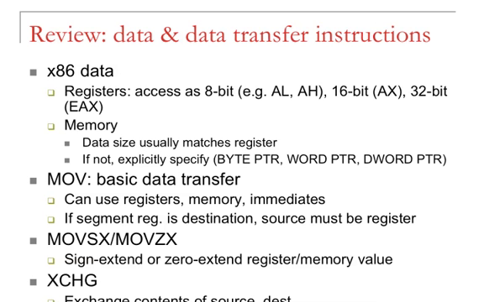We have registers, 8-bit, 16-bit, or 32-bit, and from the name we can tell what's the size of the data in a register. For memory operands, the data size usually matches the register used in the same instruction. Otherwise, we have to specify how many bytes we need to access from memory. We can use byte pointer, word pointer, or dword pointer.